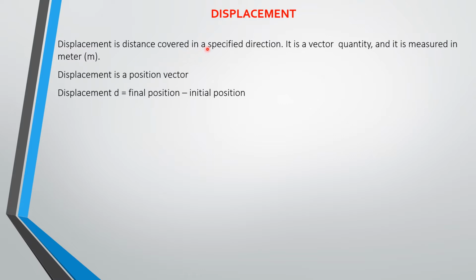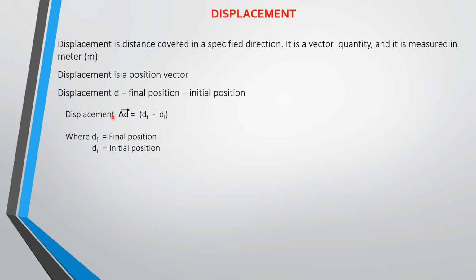If you want to calculate or measure the displacement between 2 points, you look at the initial position, that is the starting point of the object, then the final position of the object. Then you use this formula: displacement is final position minus initial position.